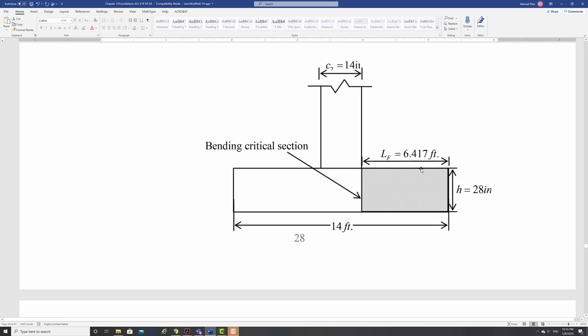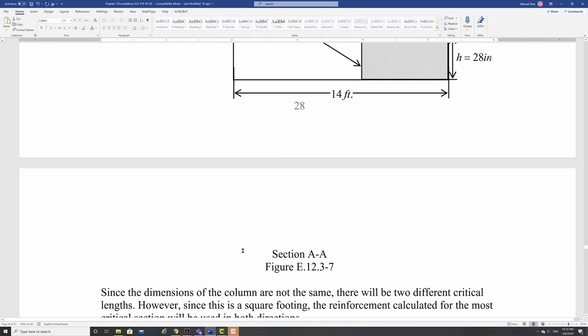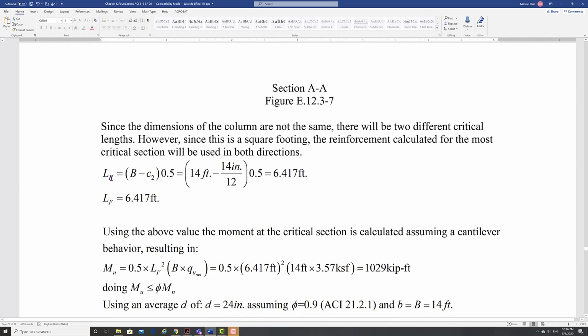So that's your cantilever beam. Remember, the cantilever beam has a width of B. So length again, here it is: B minus 0.5, so that gives you that number. So you don't need the formula. Remember, it's half of your footing minus half of your column. That gives you your length.